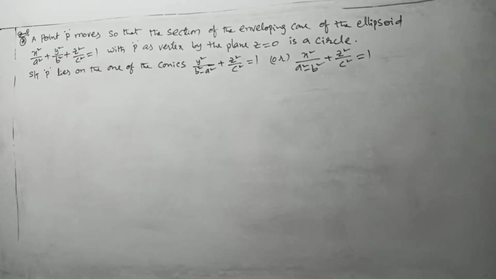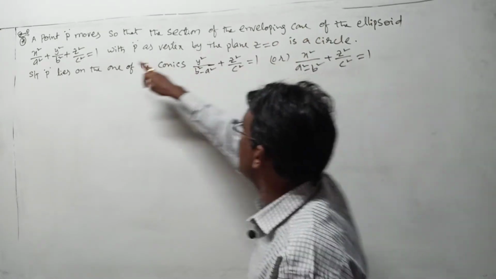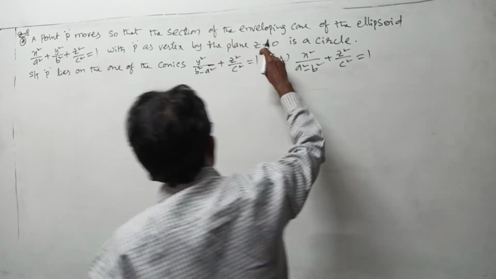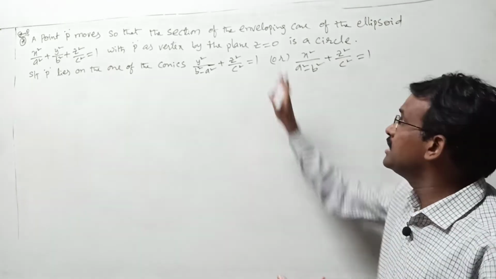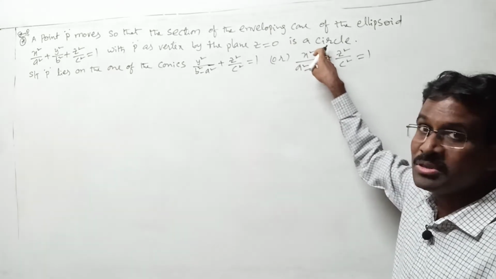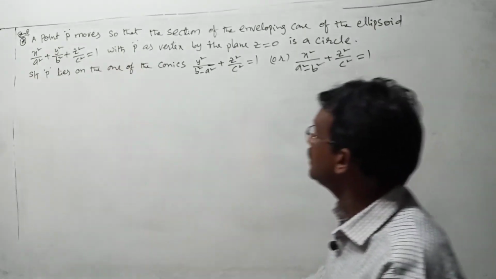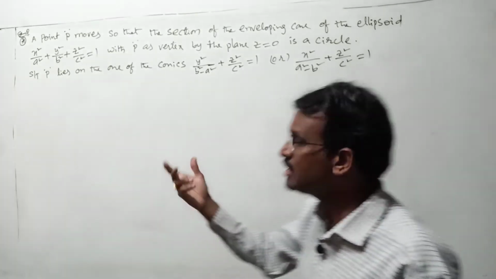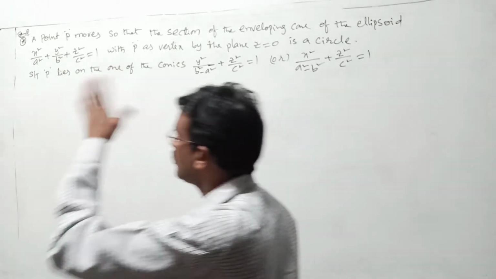a point P moves so that the section of the enveloping cone of this ellipsoid with vertex as P by the plane z equal to 0. That means whenever you take the intersection of the plane z equal to 0 with this enveloping cone, what do we get? A circle. You must get a circle, that common area. Then what do we have to show? This P must lie on either this equation or this equation. Means let us define the locus of P. That locus of P gives either this equation or this equation, that we have to show. This is the complete outlook of the question.